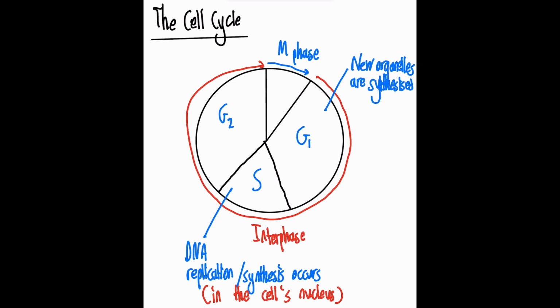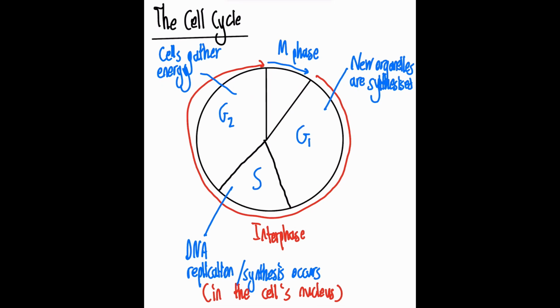Now, the next phase, G2, involves cells gathering energy. So the cells are gathering energy here because the next phase is M phase, which is going to involve the cell using quite a bit of energy. So just know these few key points of each of the stages and you should be good to go for Form 4 level. Lastly, the last part that needs to be explained is the M phase.